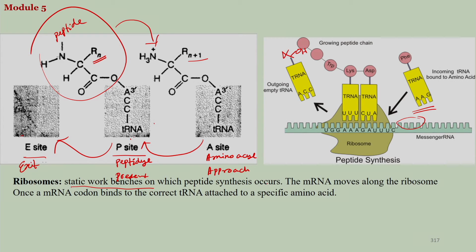And always we have to remember that ribosomes act as the static workbenches on which peptide synthesis occurs. The mRNA moves along the ribosome, as I was saying, once the synthesis is done, mRNA pulls itself, once an mRNA codon binds to the correct tRNA attached to a specific amino acid. Now, let us look at the reaction, how it happens, and then I will show you a real video where you can see how this is happening really.